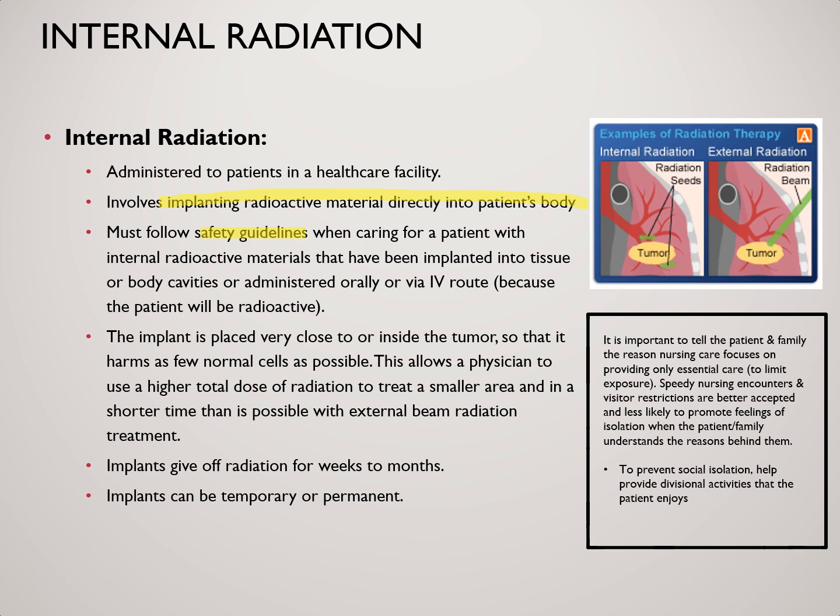But that radioactive implant is placed very close to or inside the tumor in an attempt to harm as few normal cells as possible. They want to get it as close to the cancerous tumor as possible. This allows your doctor to use a higher total dose of radiation to treat a smaller area and in a shorter time than is possible with the external beam radiation on the previous slide. Your implants give off radiation for weeks to months. They can be temporary or permanent.